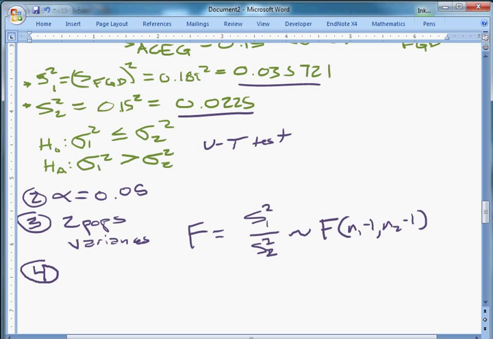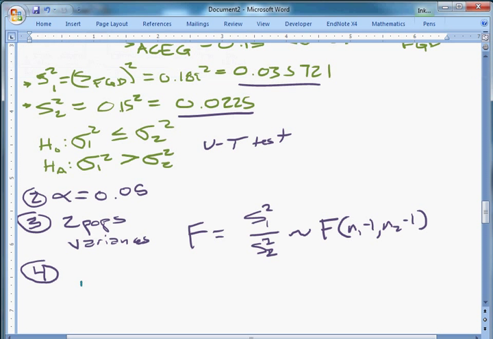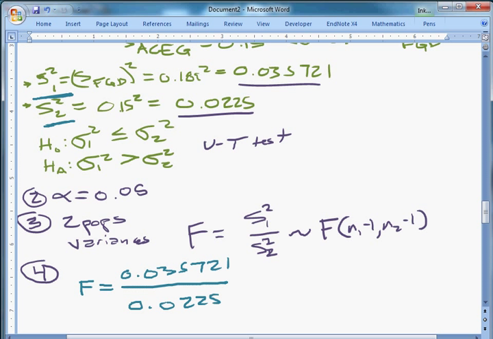But step four, you know, switch colors again. Keep it nice and bright. F equals 0.035721. Notice I'm pulling my variances now, the ones I squared, over 0.0225. And just looking at this, it's going to be 1.5-ish. If you plug this in, it should calculate it. It's 1.5876. That's what I got.